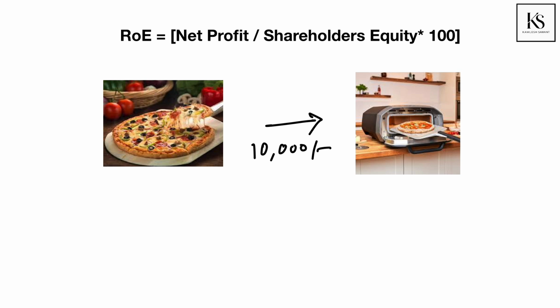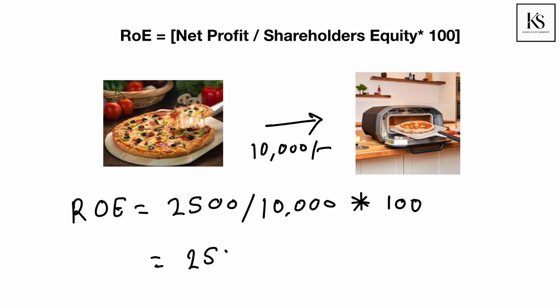Now, assume in his first year of operation, Amit generates a profit of 2,500. What is his ROE? This is quite simple to compute. ROE is equal to 2,500 divided by 10,000 into 100. That is equal to 25%. Now let us twist the story a bit.